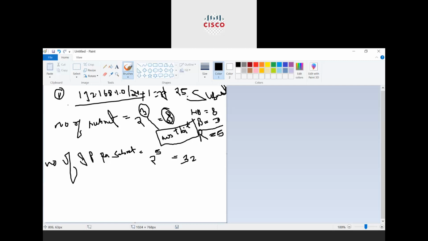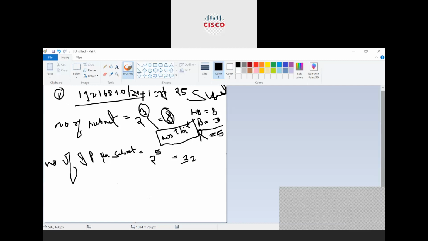If I borrow host bits, they will be added to the network, so the network bits become bigger. It's /25 if I borrow 1, and /27 if I borrow 3. In this example I have borrowed 3 bits, so my network bits will be /27, and definitely the subnet mask will also change.